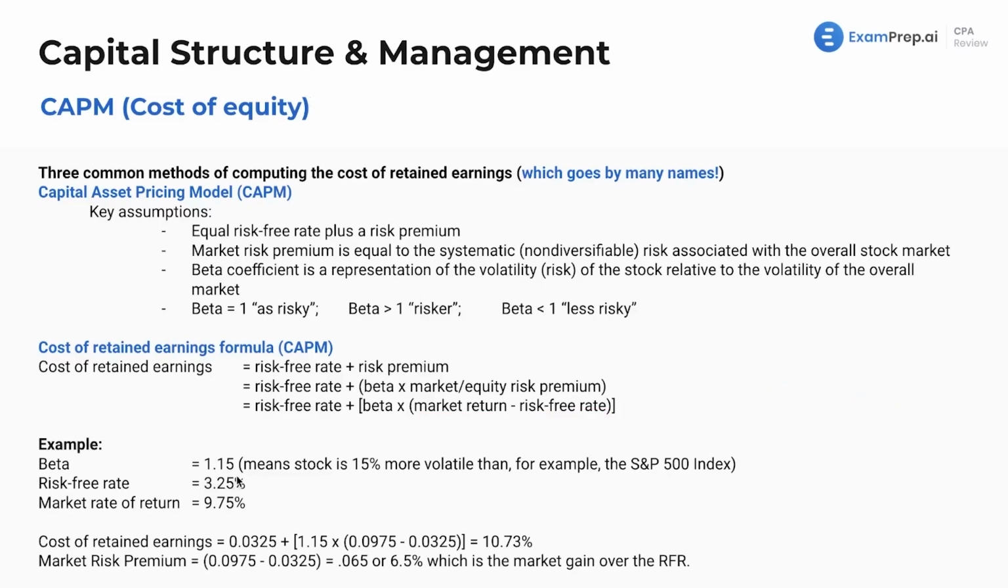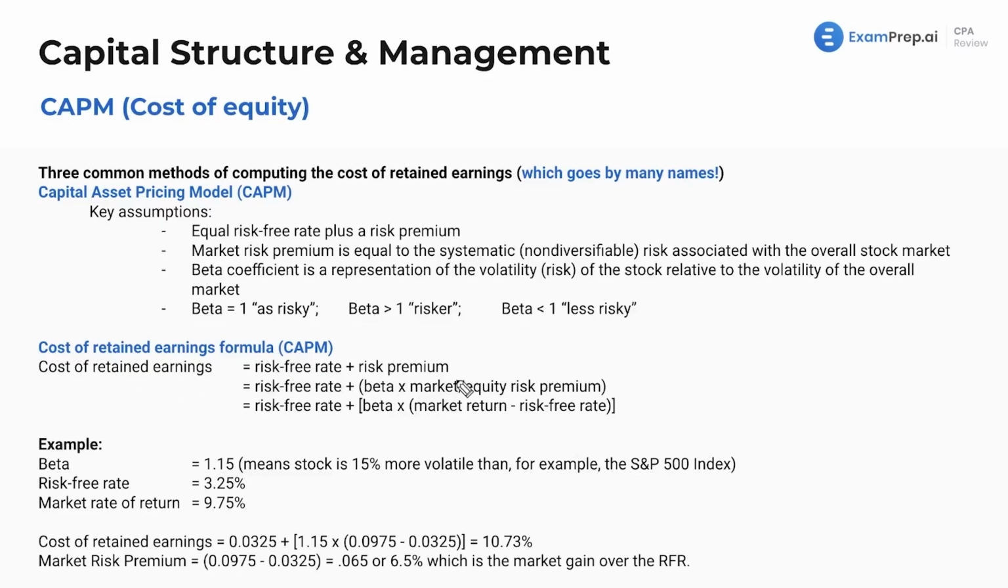And again, you don't ever have to calculate beta. It'll just be given to you. So if 1.15 is our beta, that means the stock is 15% more volatile than, for example, the S&P 500. Why do I say S&P 500? Well, because that is the listing of the relatively top 500 companies in the United States. And it's generally used as an indicator of the market overall. So if the S&P 500 index goes up 1%, it's generally stated that the whole stock market went up by 1%.